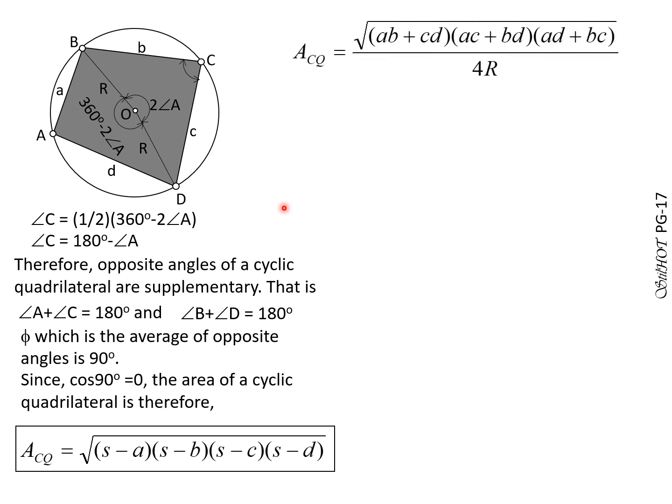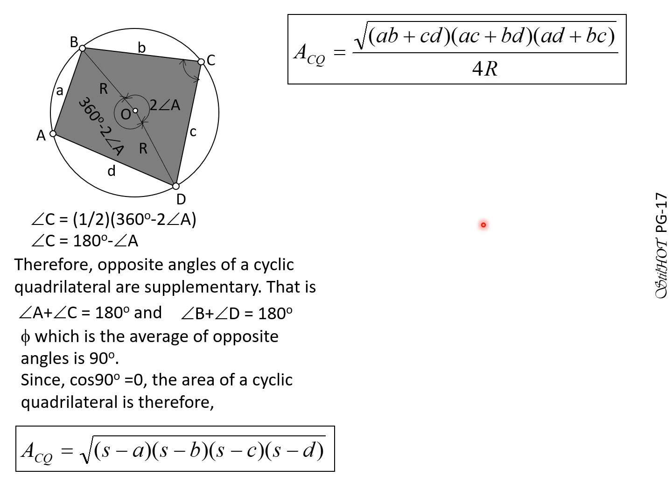ABC over 4R, with 4R, that's my mnemonic aid in the numerator. I do not memorize the square root of AB expression, but I use the elements here. So square root of the quantity AB plus CD times the quantity AC times BD, the sum of the product of opposite sides, times the sum of the product of adjacent sides, again, AD plus BC, divided by 4R.